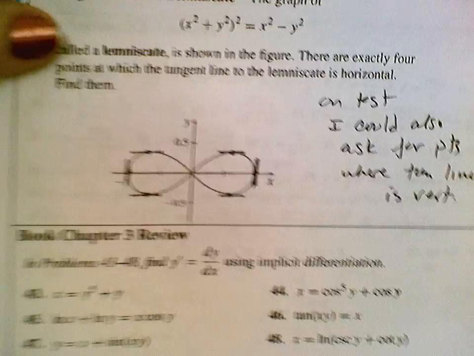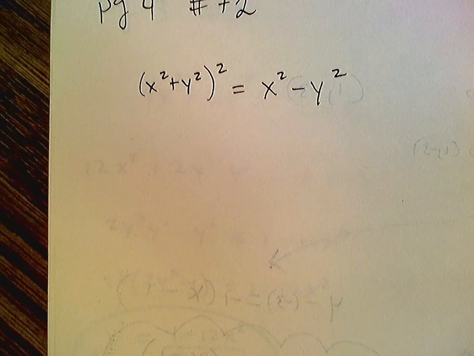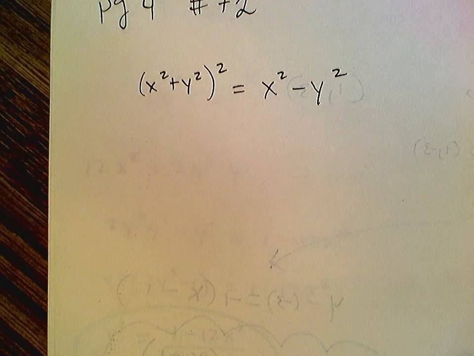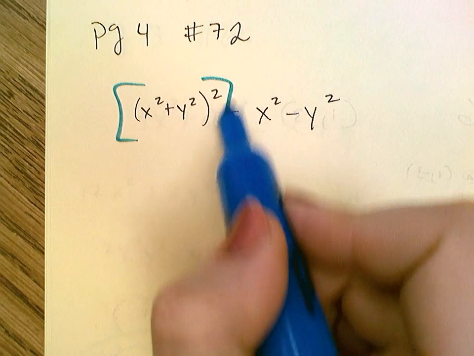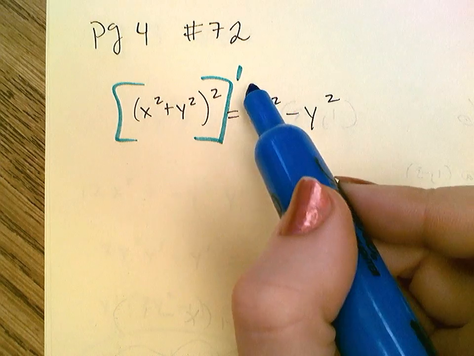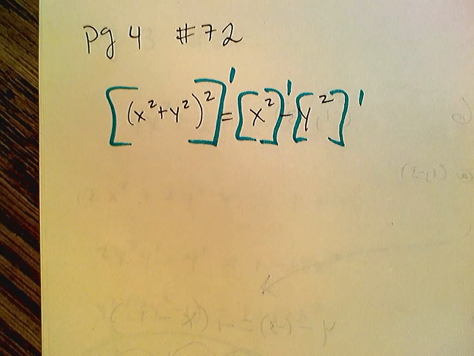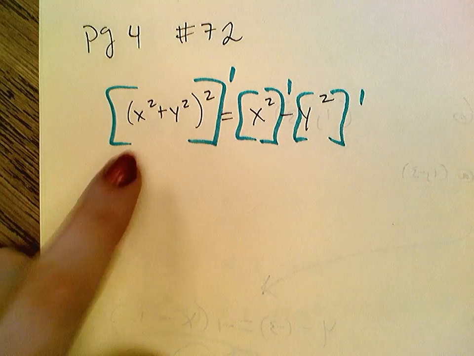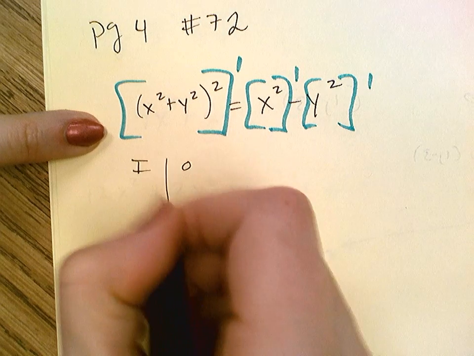Okay, but now for the problem. We have to find the derivative of every term. So we have to have the derivative of that, the derivative of that, and the derivative of that. Now for this one, we need chain rule.